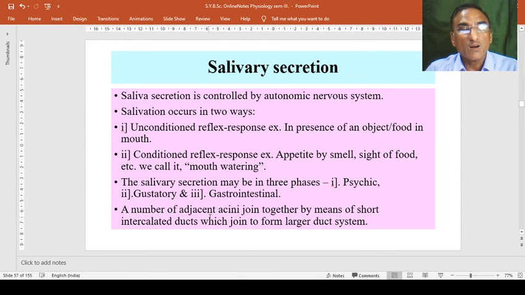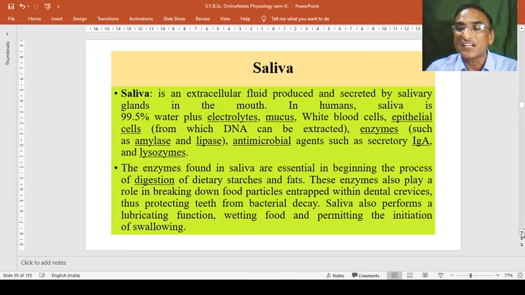A number of adjacent acini are the basic sacs of the secretory material, the salivary material, which is stored in the acini in the salivary glands. The acini join together by means of short intercalated ducts which join to form a large duct system, and this is the salivary gland system, or we can say the salivary duct system, through which the saliva is secreted into the mouth and the action of digestion is carried out there too.